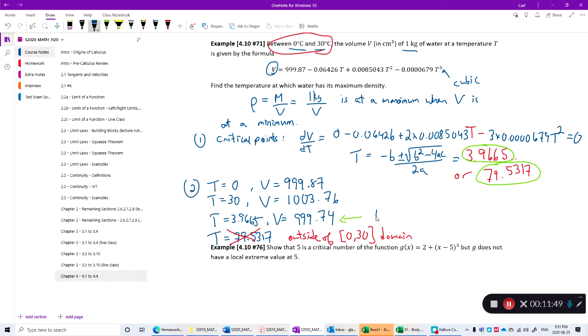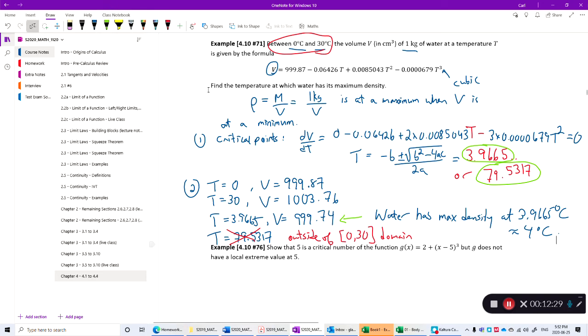That means that water has a maximum density at 3.9665 degrees Celsius, so about 4 degrees Celsius. And that actually has a huge real-world impact. If you look at freshwater lakes, the bottom of a deep lake will usually be at this temperature, 4 degrees, because that's the densest water can be. If it ever cools down to that level, it's going to sink to the bottom and stay there.